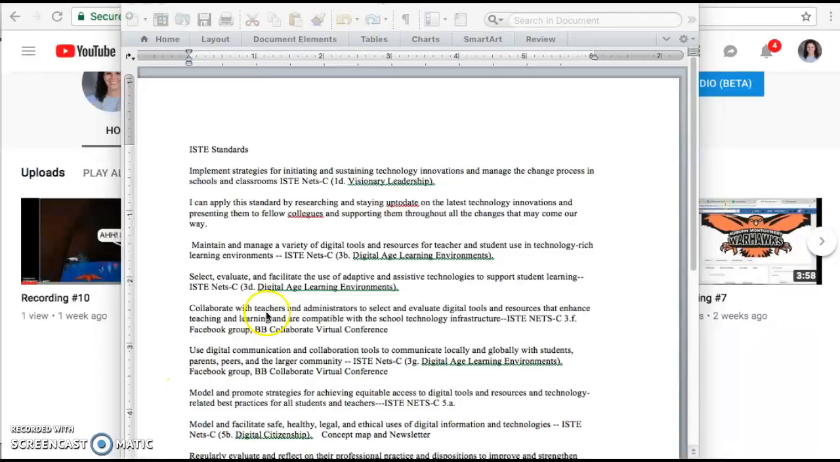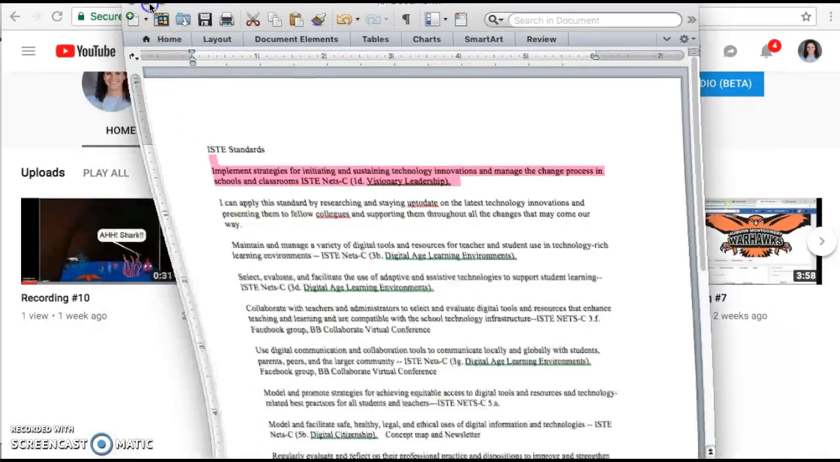So I'm going to show you, I'm going to go to my YouTube, which is right here. What I did on this page right here is just where I listed all the standards that I felt like we covered in this class. So the first one I'm covering is this first one right here. I can get it to go down.